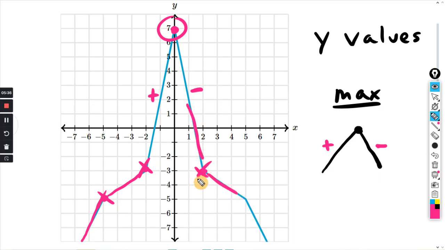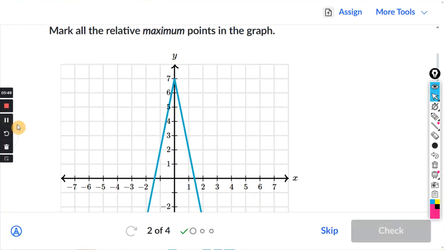This point here is no good. Negative to negative. This point here is no good. It's just the one at +7 where the slope changes from positive to negative. So use the crosshairs and just put that point at 7.